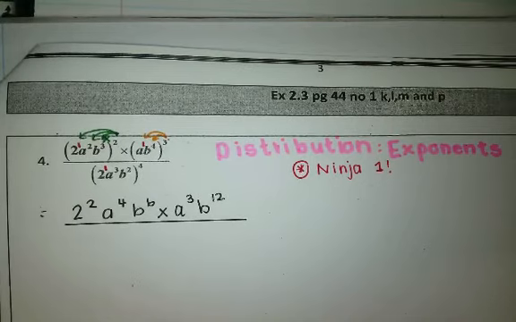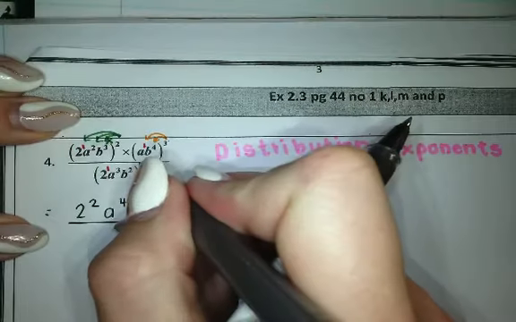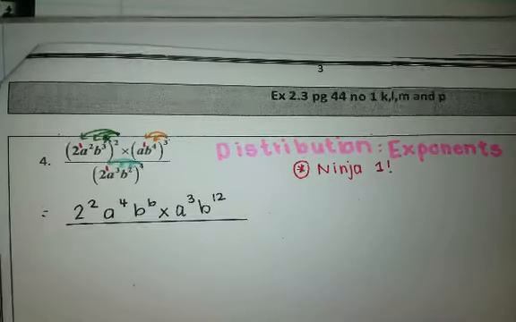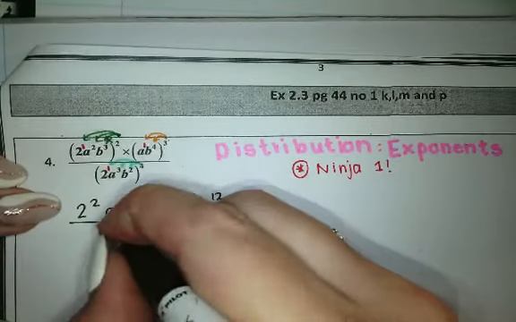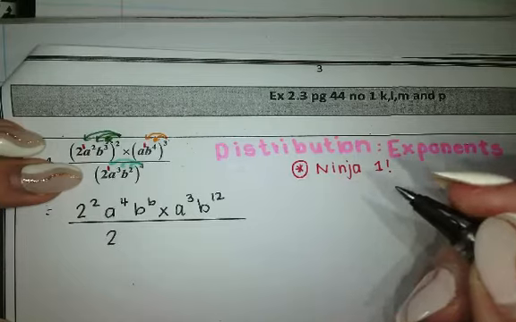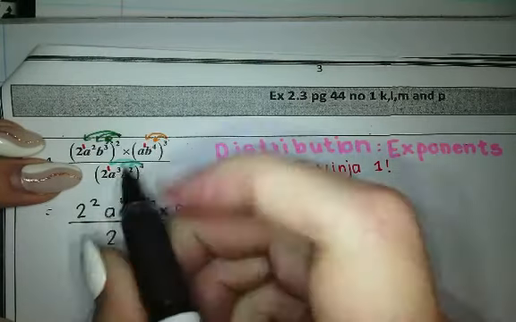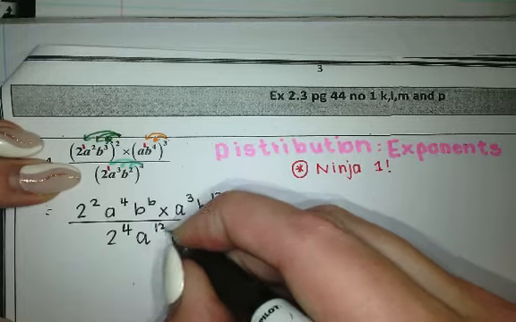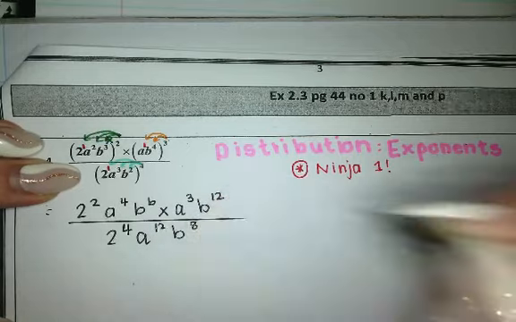Okay, and then same for the bottom. I'm going to distribute the 4 to all the exponents on the inside. So it's going to be 2 to the power of 4, because 1 times 4 is 4. A to the power of 12, b to the power of 8.